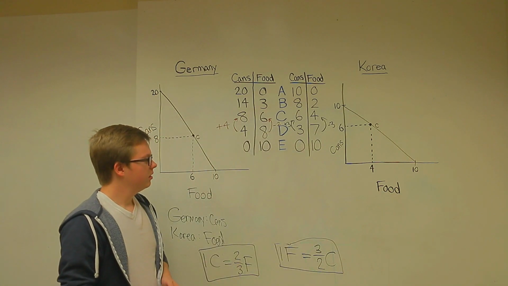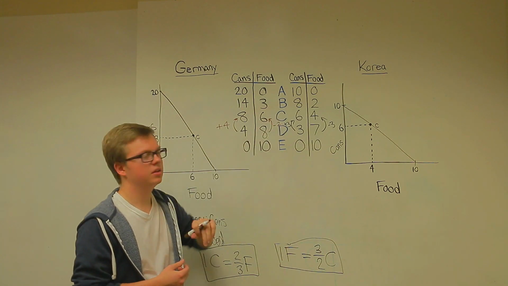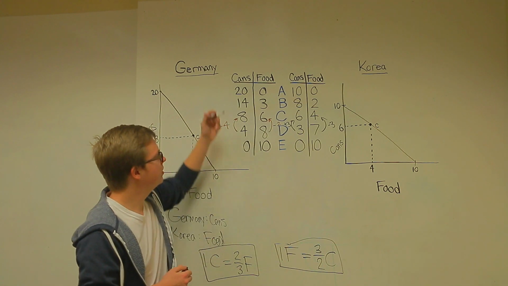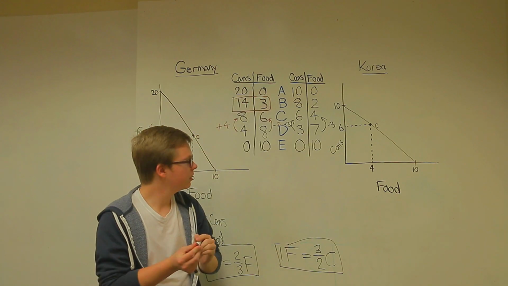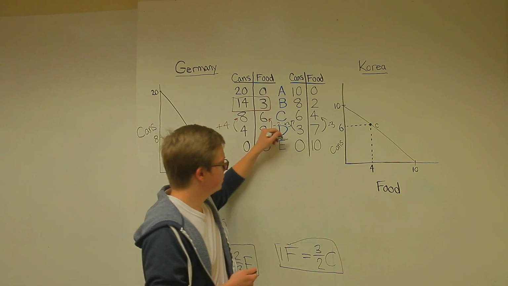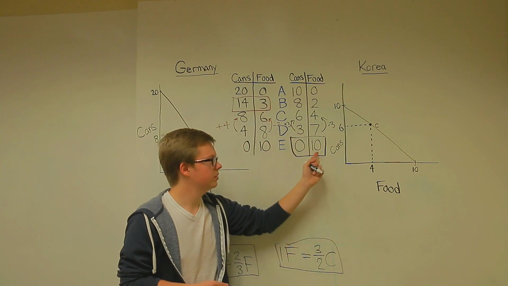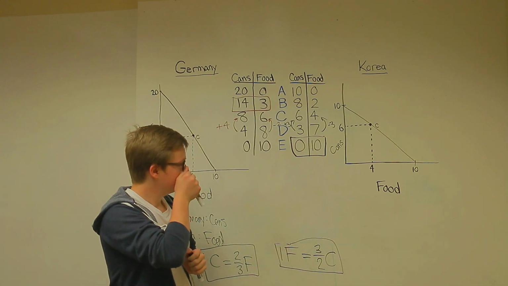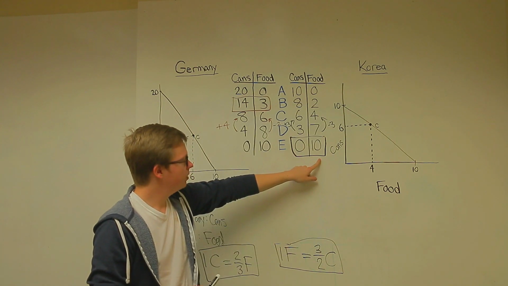Like we said before, Germany should specialize in producing cans, so they should produce more cans than food. So I'm going to say Germany's going to produce at this point, and Korea should produce more food than cans. So let's just say they produce here: 10 units of food, 0 cans. So then what could be the possible gains from trade in this scenario?